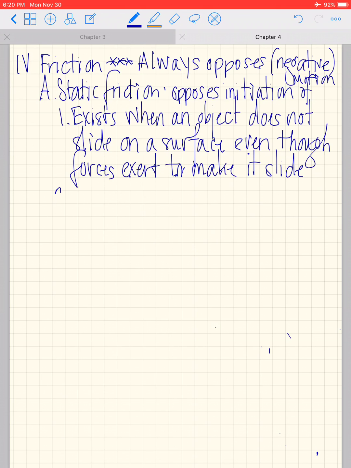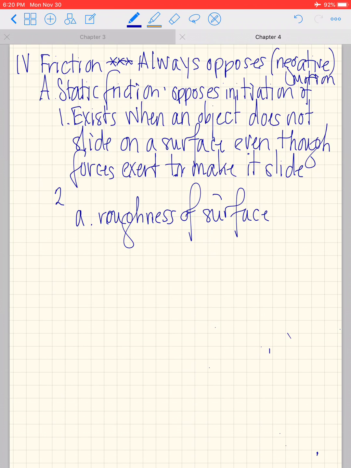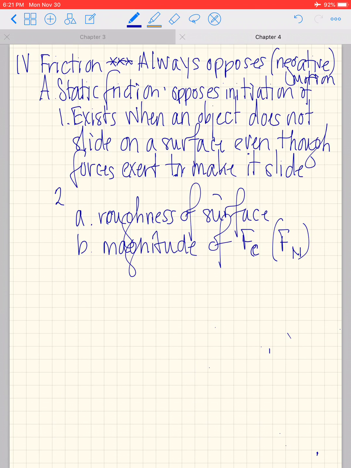Now the factors of friction are, letter A, the roughness of the surface. And the other factor, and maybe you could predict these, but a lot of people say weight, and it kind of is, but not really. Instead of weight, it is the magnitude of force of contact. And I'm going to also put what you'll see it as most often, the normal force. Force of contact, or the normal force.